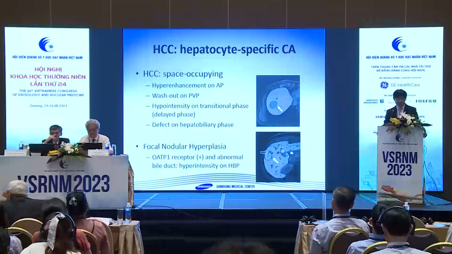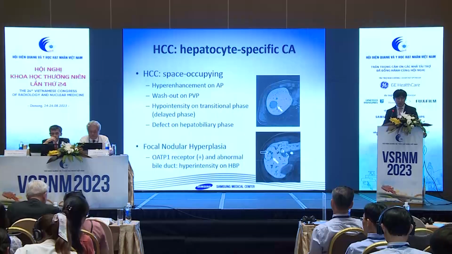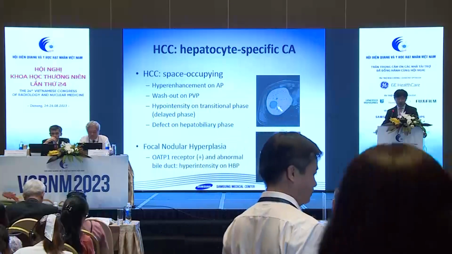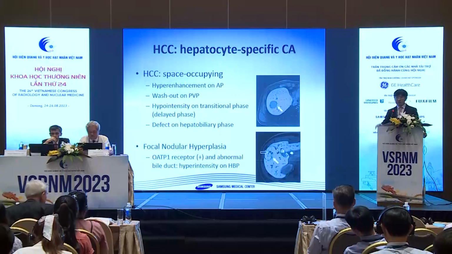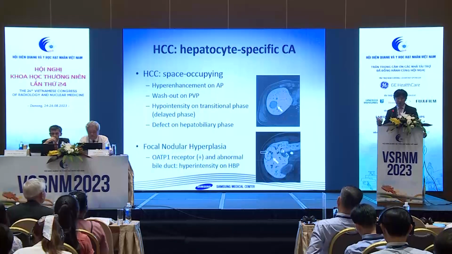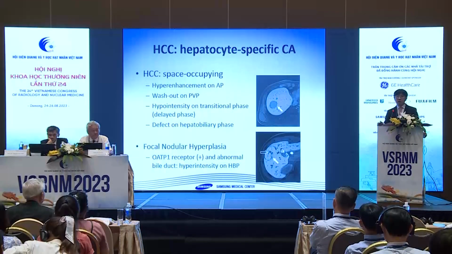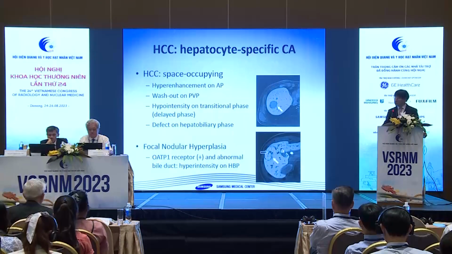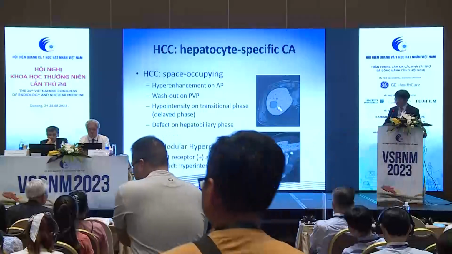Hepatocyte-specific contrast agent can discriminate these different types of tumor. HCC shows hyperenhancement on the arterial phase and washout on the portal venous phase. You can see a defect on the hepatobiliary phase because the OATP receptor is not functioning, so contrast media does not influx into the tumor. But focal nodular hyperplasia consists of normal hepatocytes, so it can take up contrast media through the OATP receptor and is enhanced on the hepatobiliary phase. It looks isointense, like normal hepatic parenchyma.